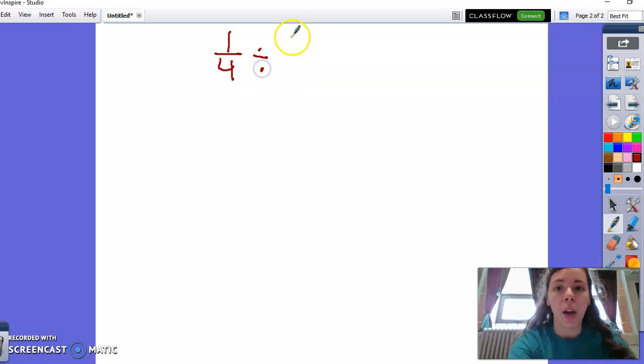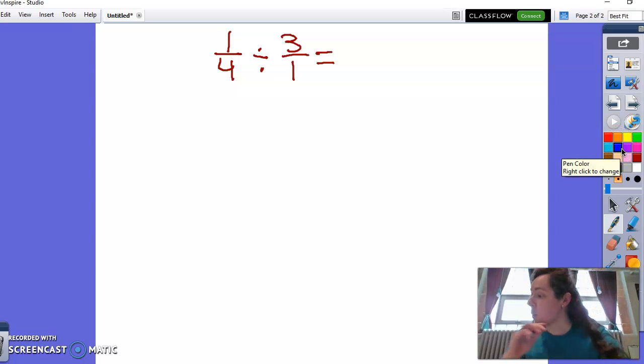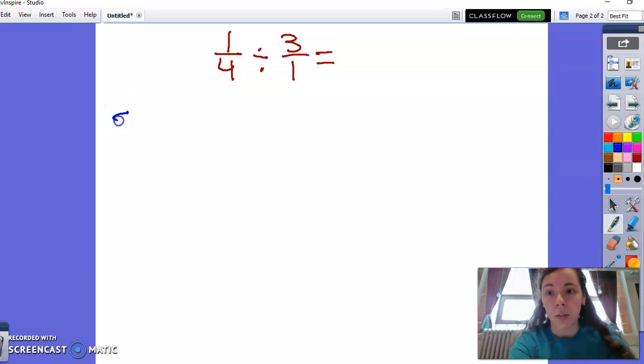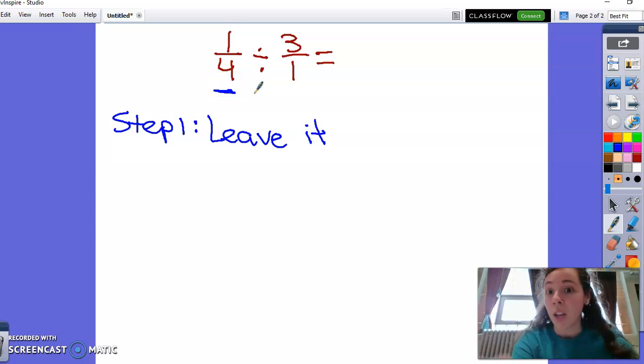1/4 divided by 3/1. I'm going to change color because this is a different thing. So the first step, step 1, is leave it. That's our first direction. And for this step, we're looking at the first number, which is 1/4. So we're just going to leave 1/4 alone. I'm going to rewrite 1/4 over here. Leave that alone.